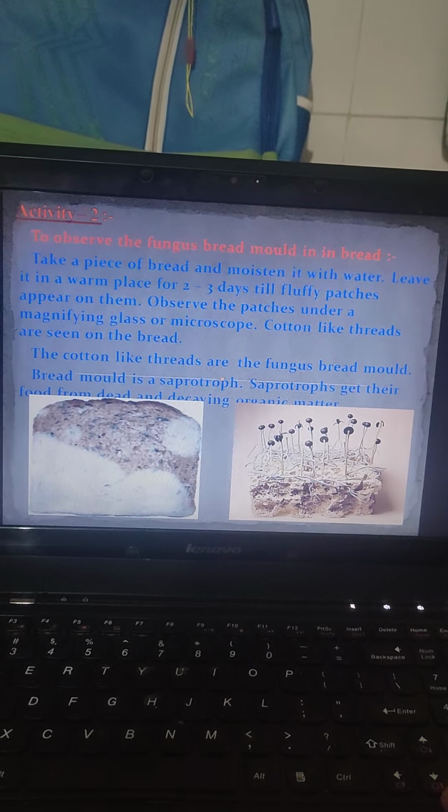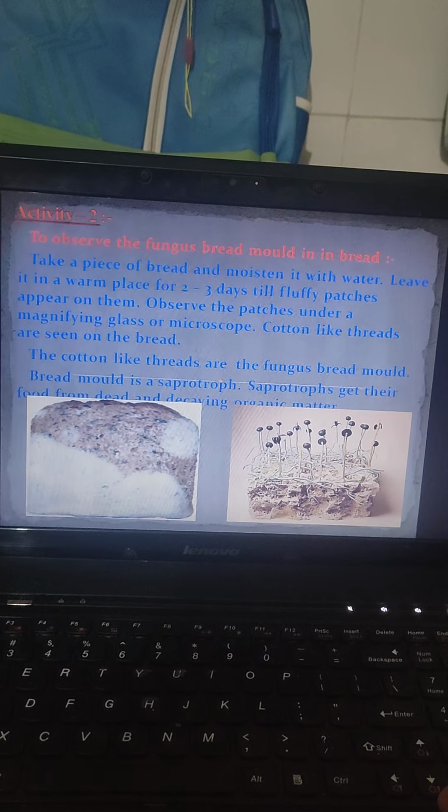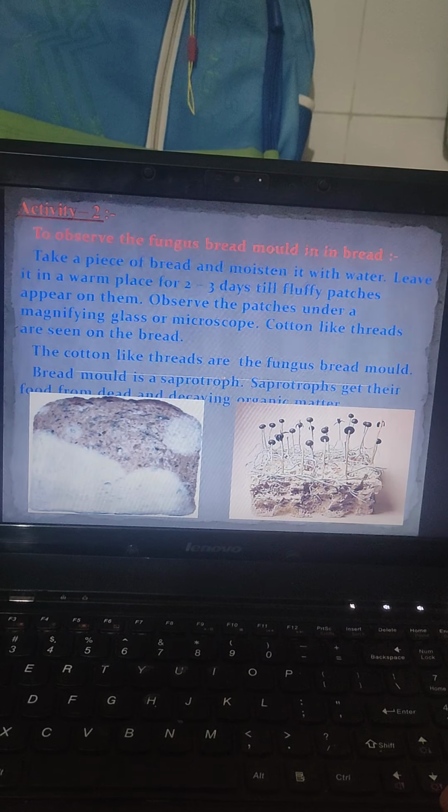And then another activity is there, to observe the fungus bread mold in the bread. This is also a very simple activity. You can easily undergo this activity at your home with the simple bread. So this is all about the learning outcomes.